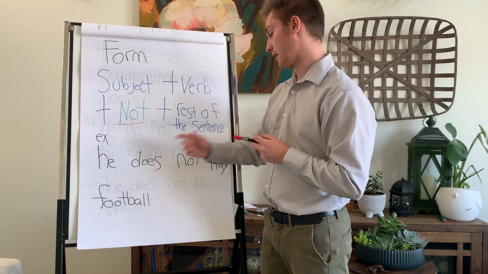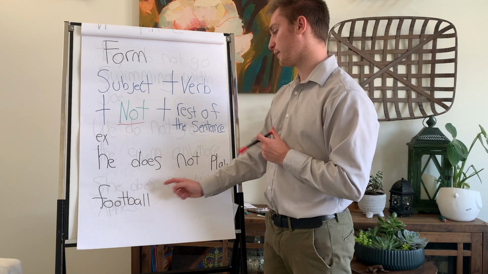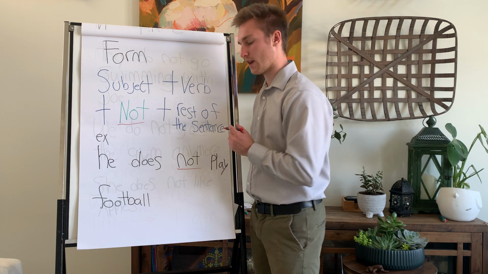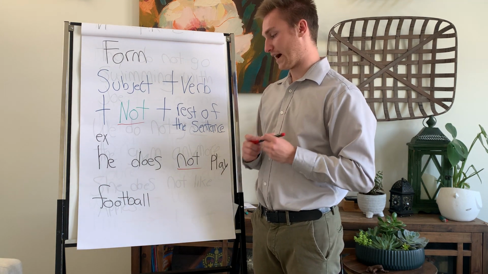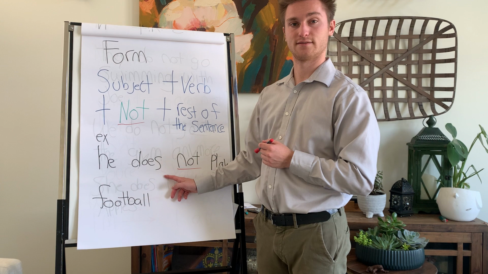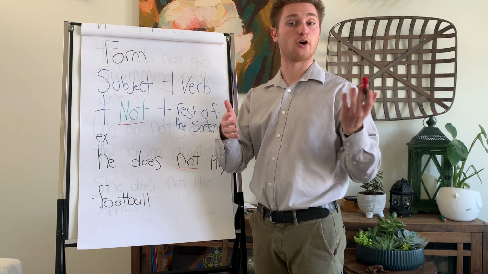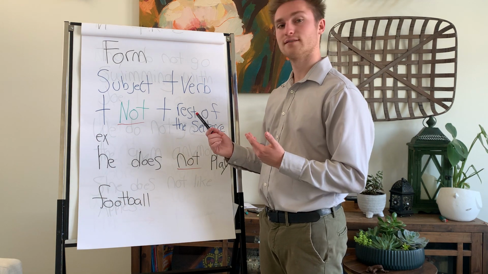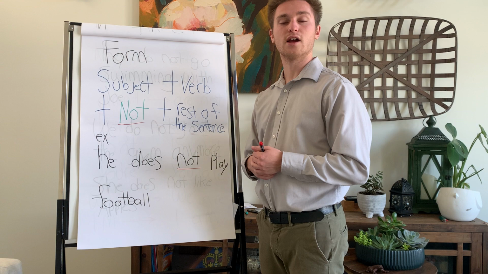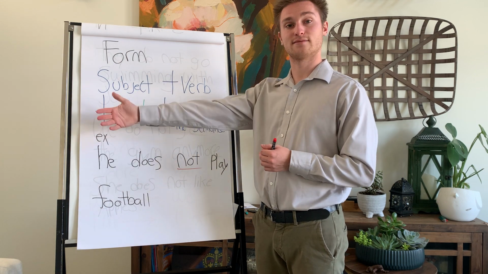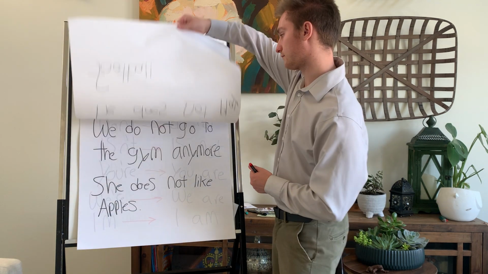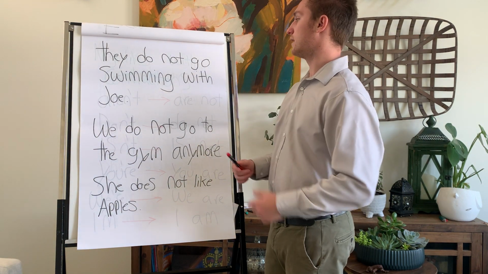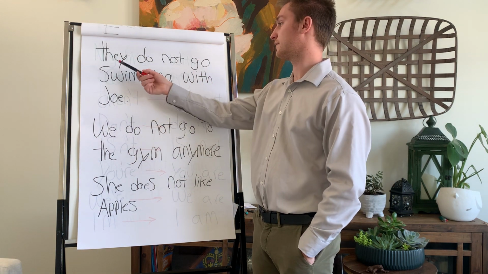For example, he does not play football. Now, notice we also have the word does. Now, does and also do are another way that you can create a negative sentence. We will look at this in the next page. Now, we have some more examples.